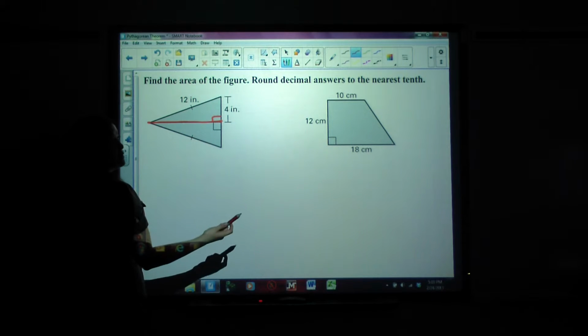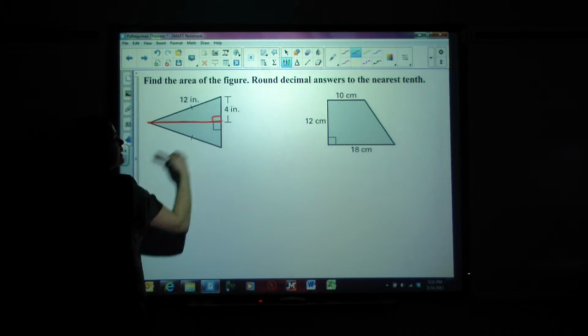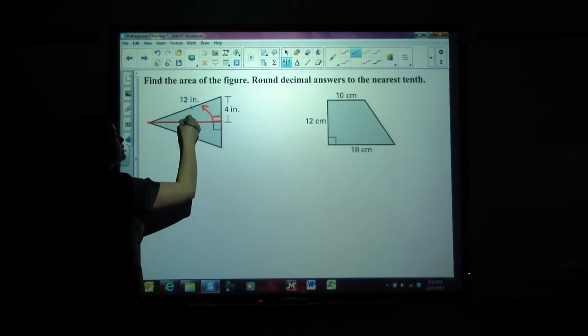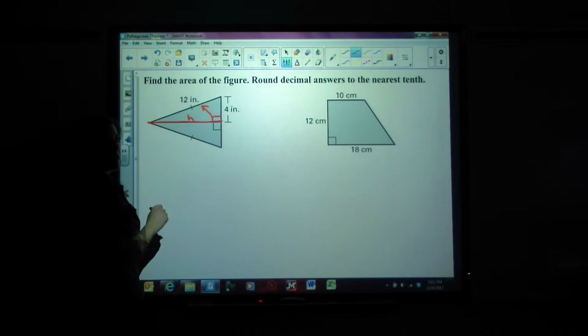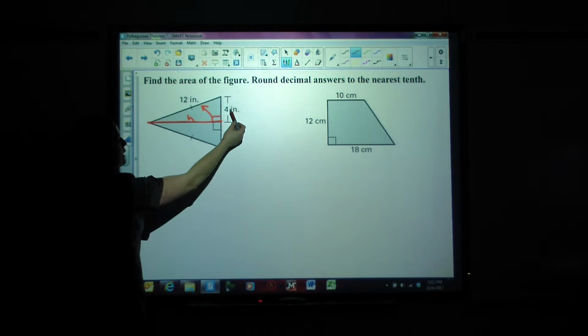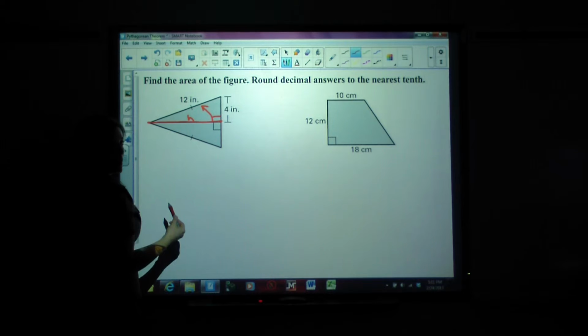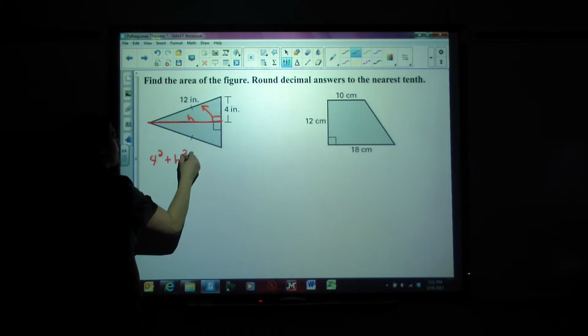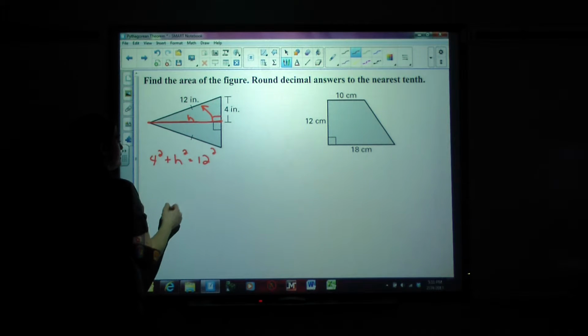So to do that, I get to use the Pythagorean theorem because I have a right angle. Now across from the right angle is 12. That's going to be my hypotenuse this time. I'm going to call this side h for height. So what we're going to do is take our legs, 4 and h, and set it equal to our hypotenuse, but we're going to square them all. So we're going to take 4 squared plus h squared equals 12 squared.